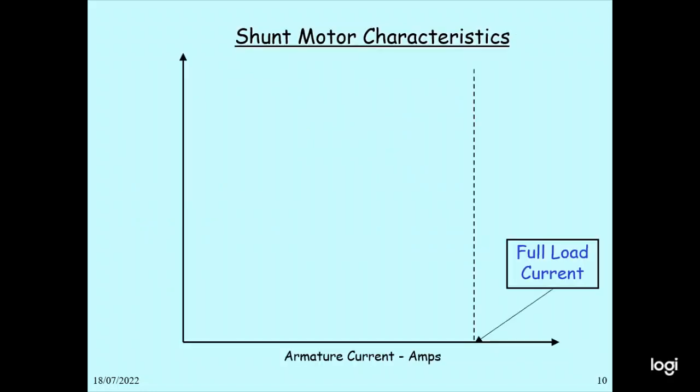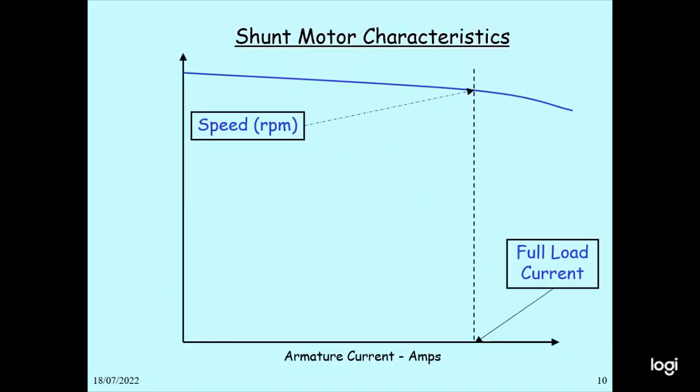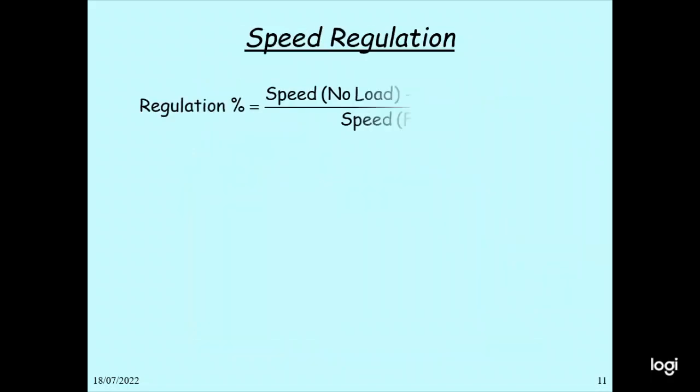This is the shunt motor characteristic against armature current. As the armature current changes, the speed does not change too much. Percentage regulation is the no load speed minus the full load speed, divided by the full load speed.